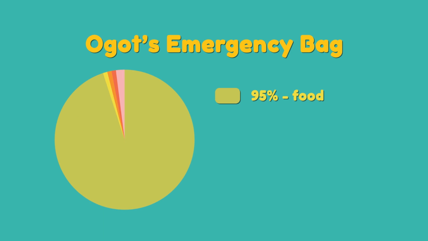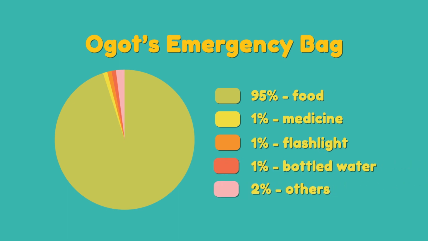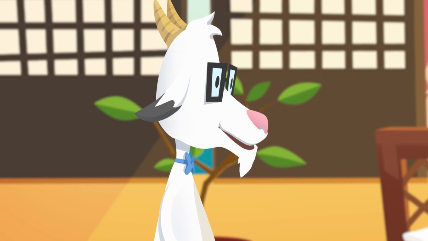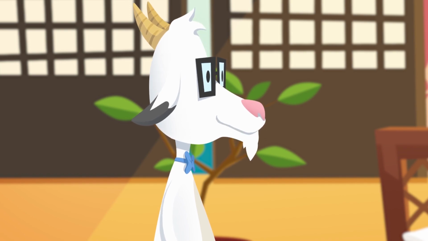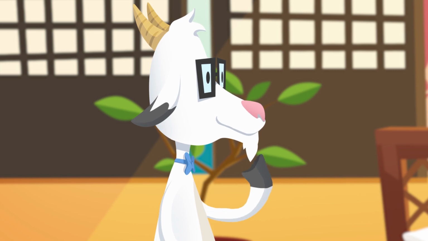95% is food, while the others, medicine, flashlight, and bottled water, are 1% each. Oh, I guess you're right. That's a lot of food. Well, Agot, it's okay to have a lot of food, but maybe you should add a bit more medicine and a few more bottles of water. Right, I'll do that. Thanks, Joji, and thank you for your pie chart. No problem, Agot. What about you? Is your emergency bag ready?